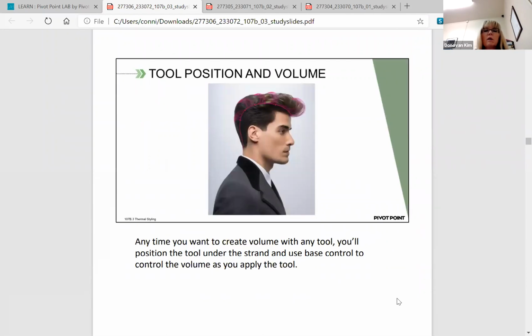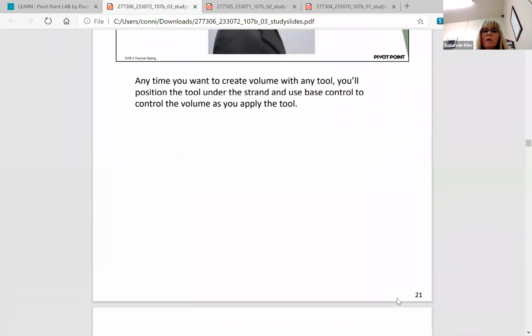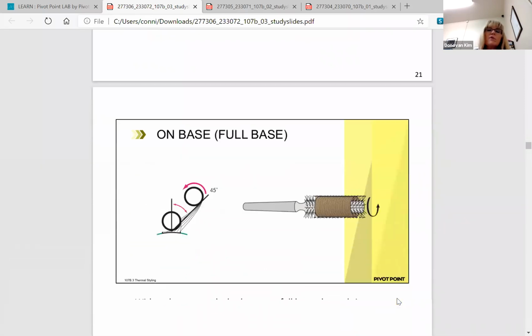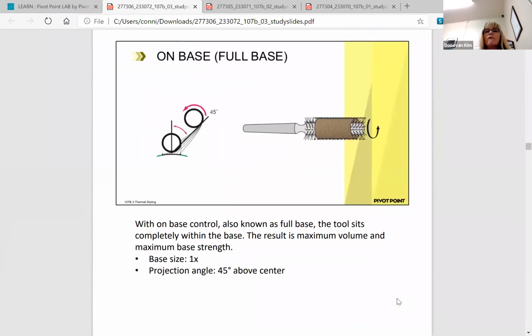So tool position and volume, that's what it all comes down to. When we come to an on base or a full base, what we have is this tool that sits completely within the base. At the scalp, where that little parting is, when we bring that tool down, the end of the tool has to be right at the end of that parting. It's known as an on base or a full base.